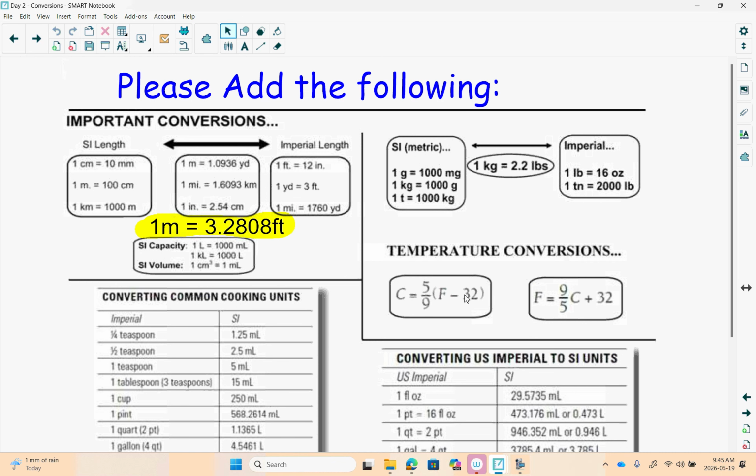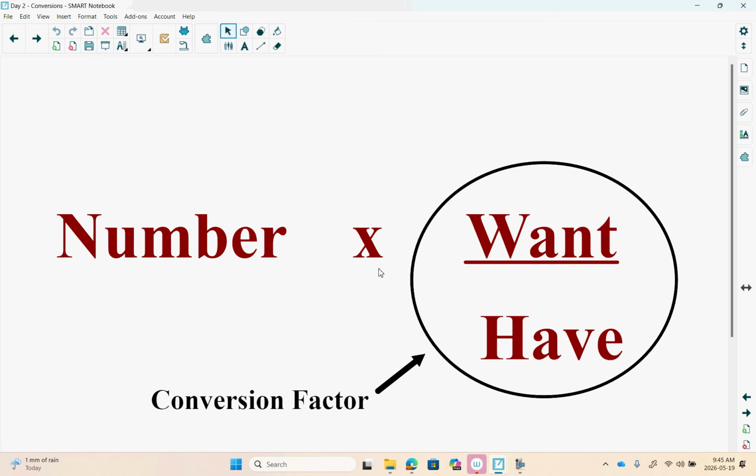When doing these questions, you should have your conversion sheet in front of you. You have one that looks similar to this. Remember, when you're doing your conversion factor, you're going to go want over have. So if you want feet, put feet on top, and you have inches, put inches on the bottom.